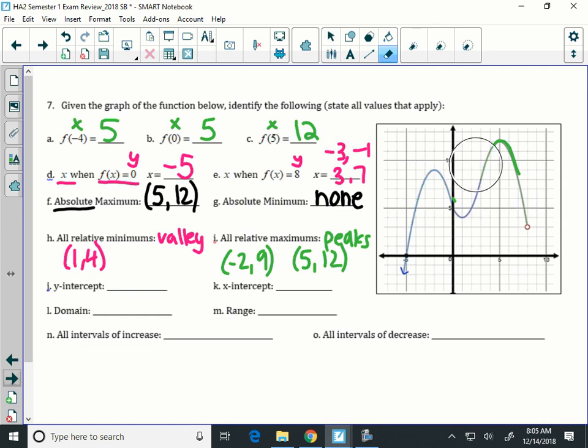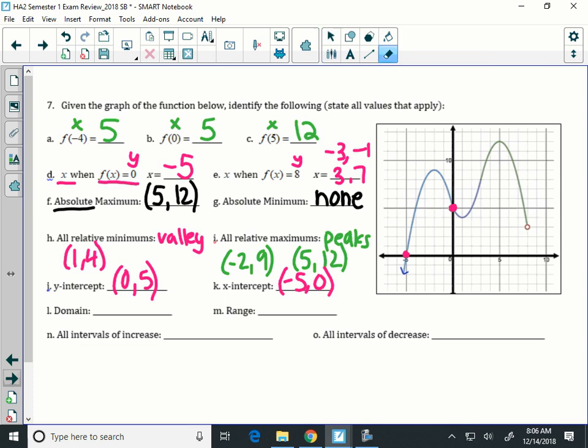All right, the y-intercept, that should be an easy one for you. Where do you cross the y-axis? Here that is at 0, 5. The x-intercept is where you cross the x-axis. That's at -5, 0.